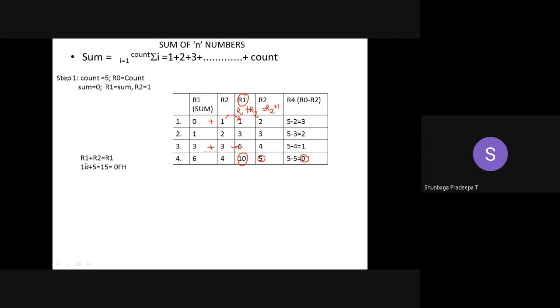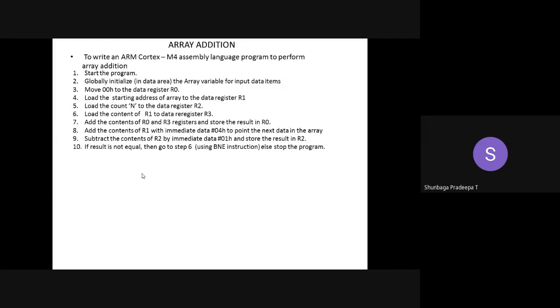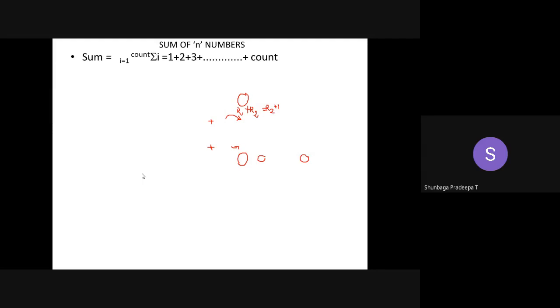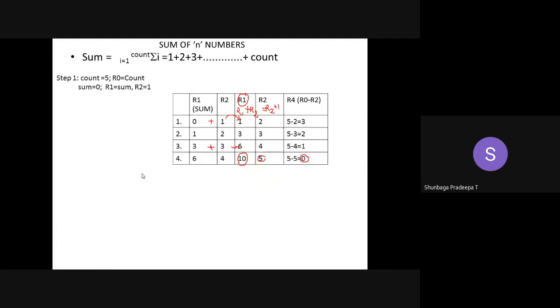So for that you are adding R1 plus R2 and storing back in R1 itself. So you will get 10 plus 5, which is 15. Okay. So this is how you will perform the sum of n numbers. Any doubts in the logic? We have given the algorithm and one sample thing. So with this you can write the coding.